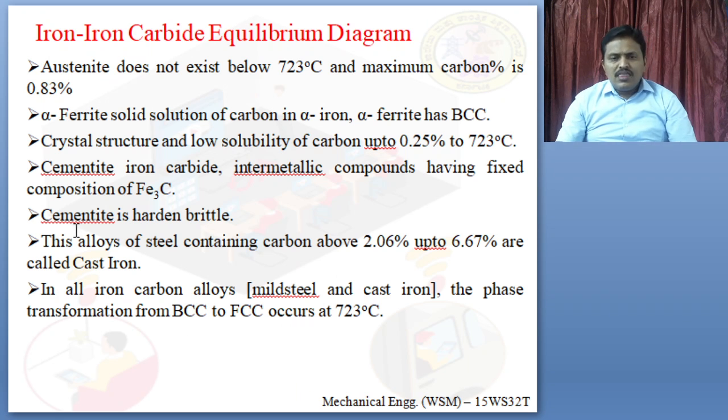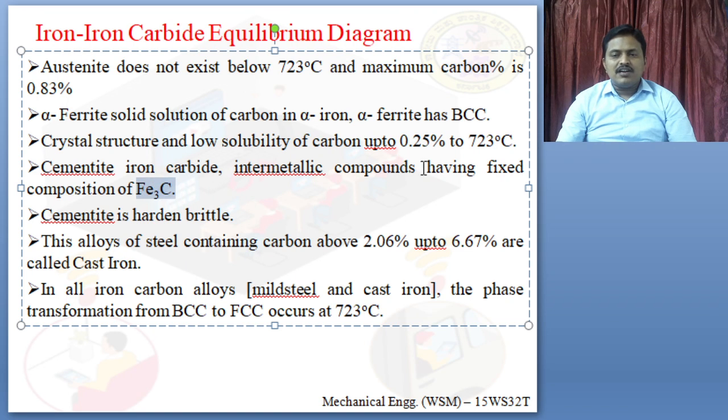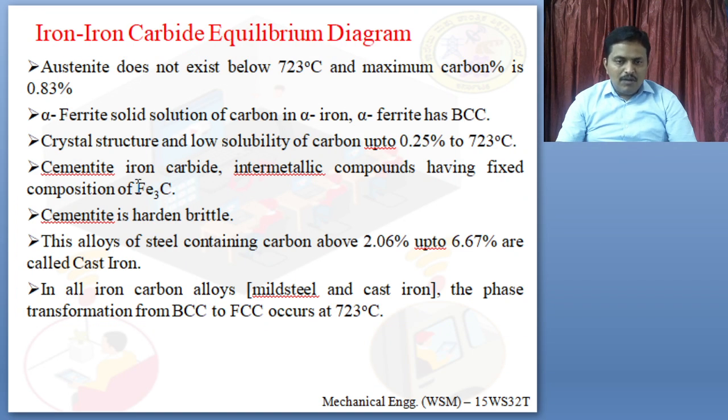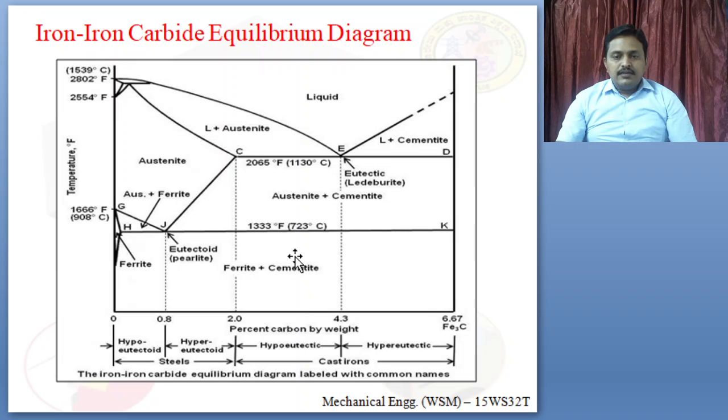Next, cementite, iron carbide, an intermetallic compound having a fixed composition of Fe3C. The main purpose of the iron carbon equilibrium diagram is to form Fe3C, iron carbide. Cementite is hard and brittle. Why is cementite hard and brittle here? Because it is a cast iron.